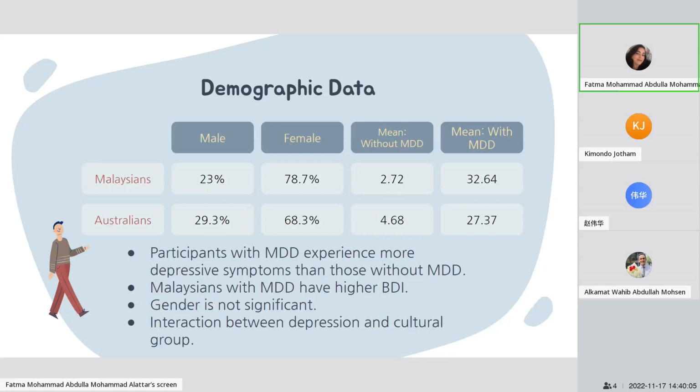That being said, comparing the Malaysian and Australian participants with MDD, the data shows that Malaysian participants with MDD have significantly higher BDI scores than Australian participants with MDD. In addition, the data shows that gender does not play a role in this experiment. There's no difference between male and women in this experiment. Lastly, analysis of the data shows that there is an interaction between depression status and cultural group.